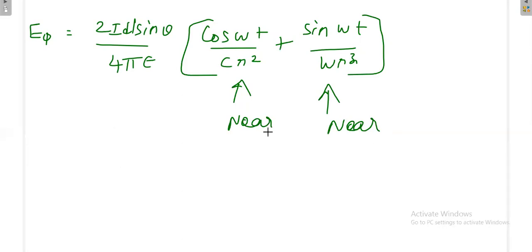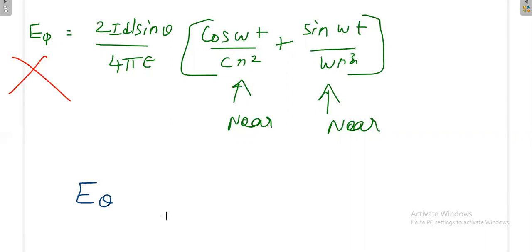Once your observation point is very, very large, then you need not worry about this one. The contribution due to this component is zero, because whenever r is very high, the contribution of E phi is very much less. Then you can neglect E phi. So finally, what is surviving among all? E theta is surviving.